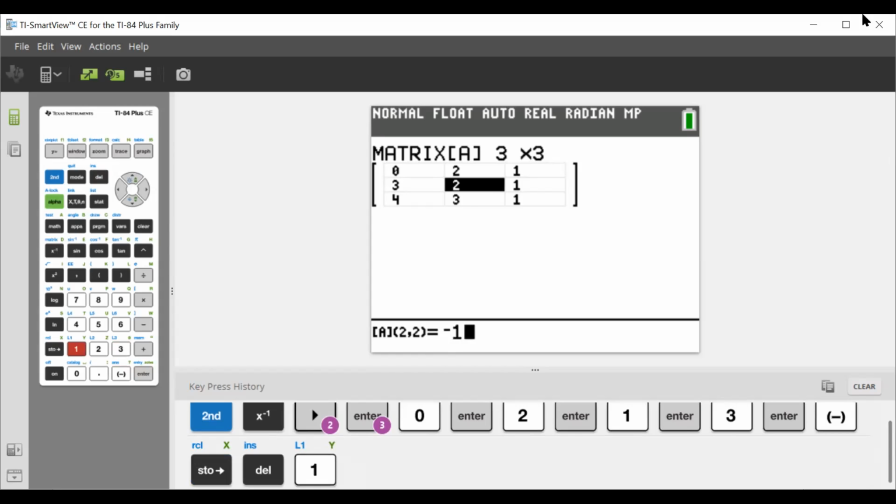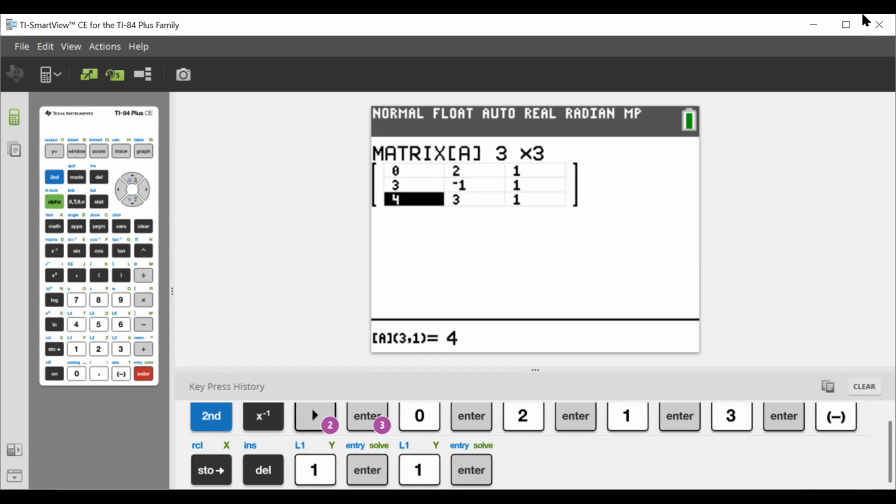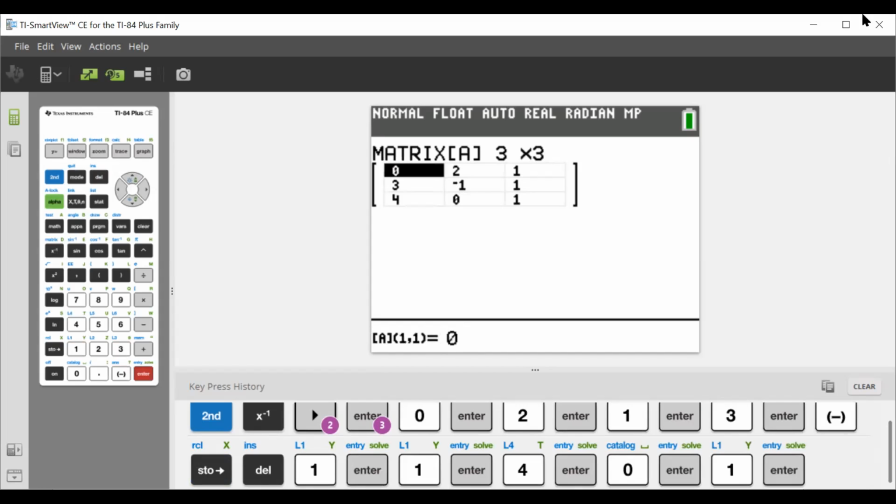-1. Enter. 1. Enter. Then we had 4. Enter. 0. Enter. 1. Okay, so double check. 0, 2, 1, 3, -1, 1, 4, 0, 1.